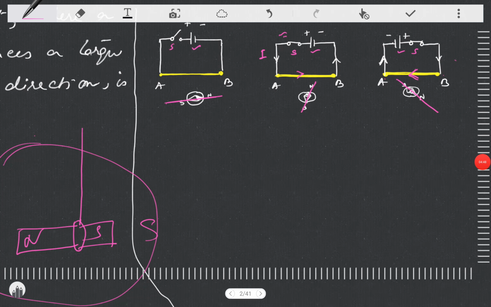Now this experiment shows that a magnetic field is produced due to electric current. Since electric current is charge in motion, a charge in motion constitutes electric current.